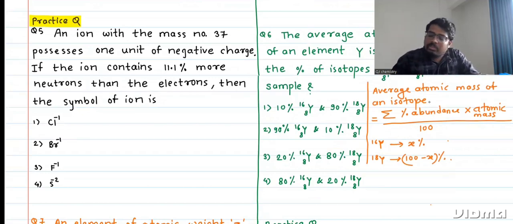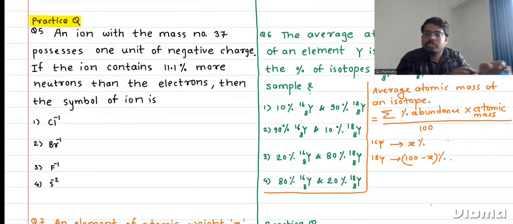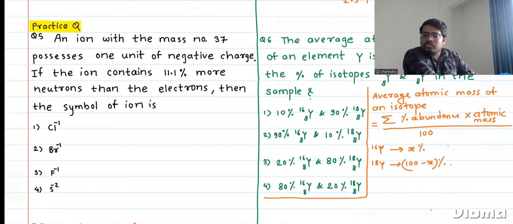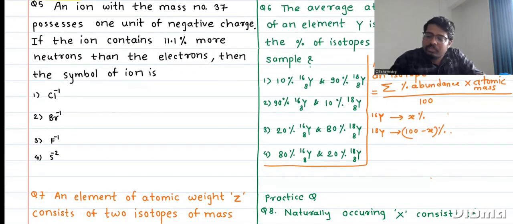Now, percentage abundance is not given, but average atomic mass is given as 16.2. So average atomic mass 16.2 is equal to the first isotope with atomic mass 16 and percentage abundance X, plus the second isotope with atomic mass 18 and percentage abundance 100 minus X, divided by the total percentage, 100.